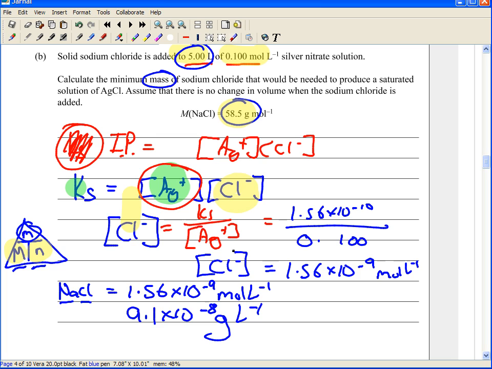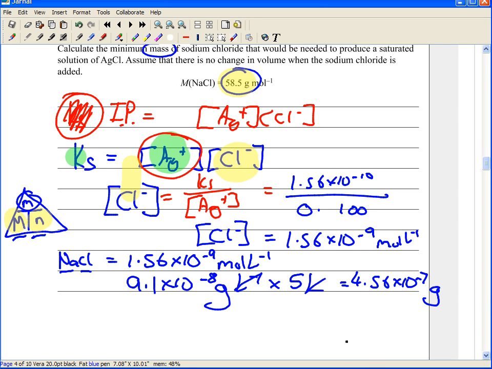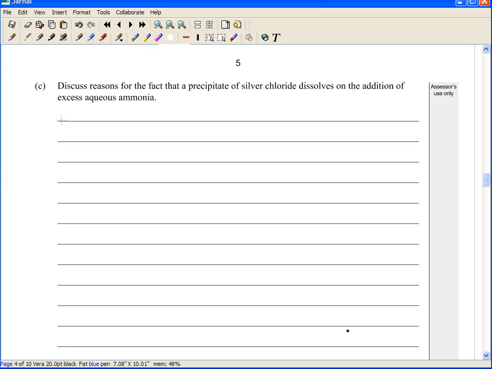So I times that by 5 litres, and that's going to end up getting rid of my litres out of there, times 5 equals 4.56 times 10 to the negative 7 grams in total. That's going to be that many grams in 5 litres. Because I had 9.1 times 10 to the negative 8 grams per litre. But because I've got 5 litres, that's all good. Times it by 5.